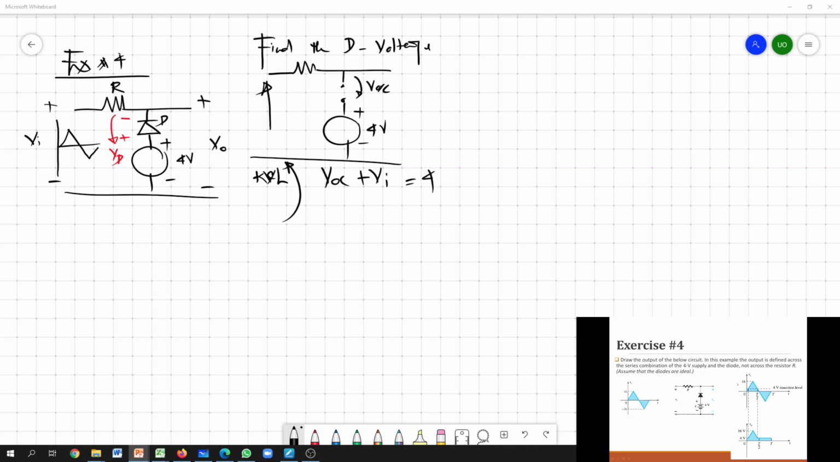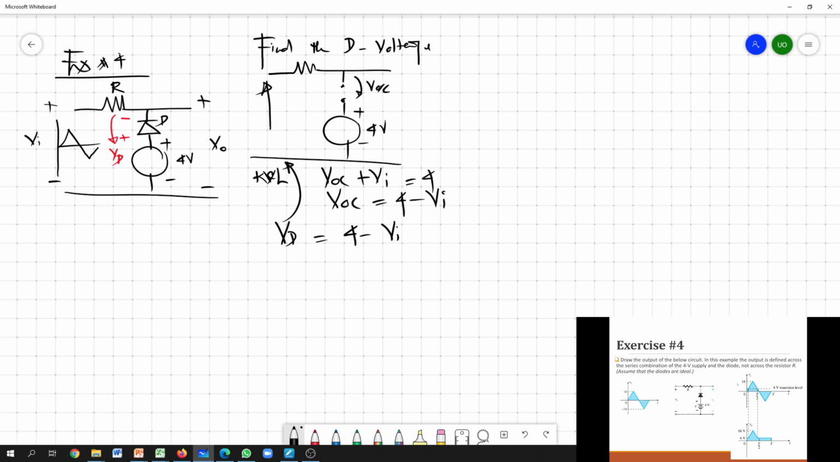Okay, so from this we can simply say that the open circuit voltage equals 4 minus Vi. So this is the voltage applied across this diode. Ideally, Vi is a kind of triangular wave operating between plus 16 and minus 16.